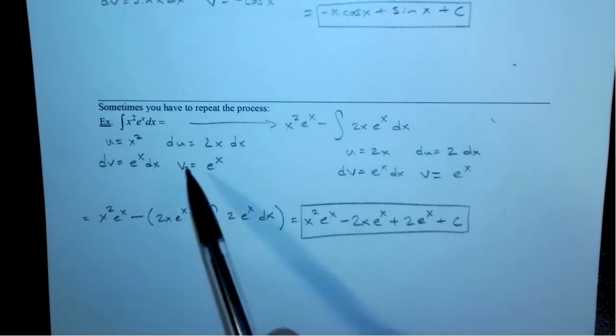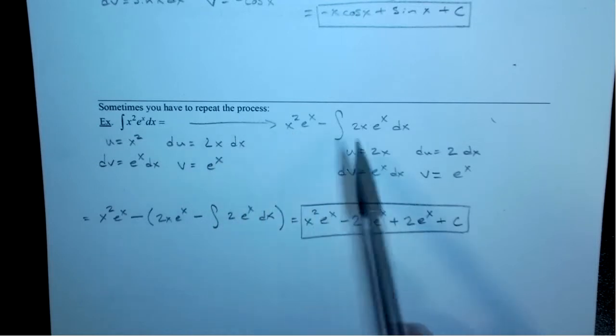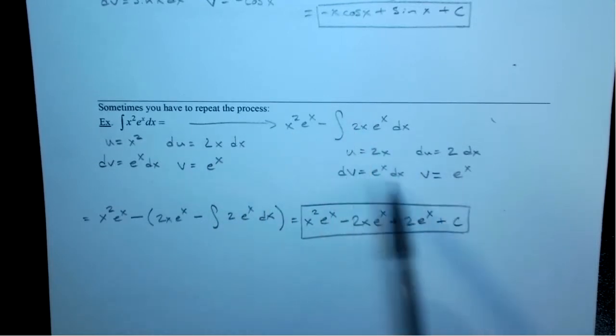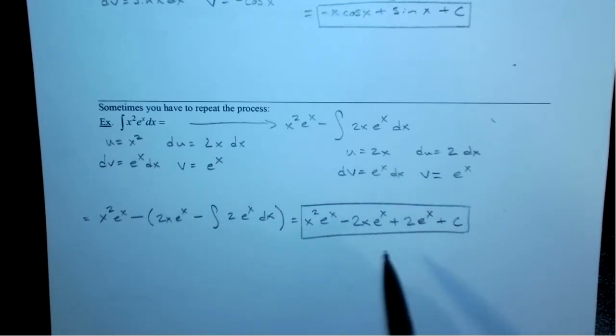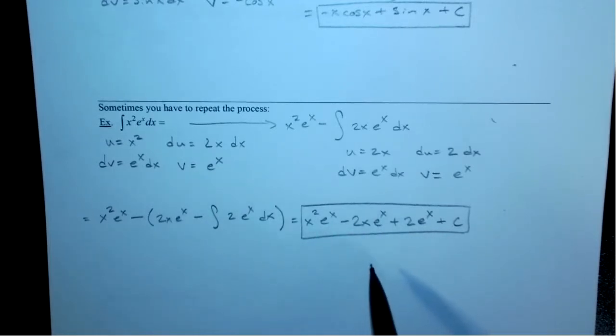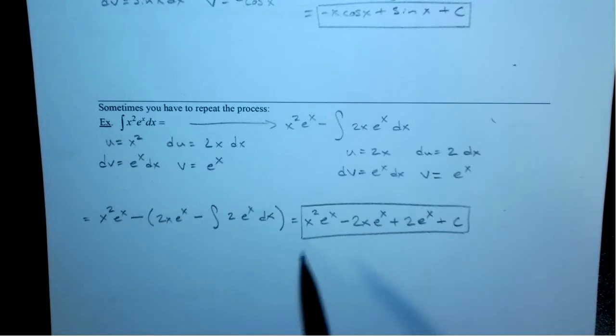So see, we had to do it once for this piece, but then because we still didn't know what that was, we had to do it one more time. And then it gave us a nice answer. Well, nice enough. If you wanted to, you could factor out the e to the x's. I think your calculator would do that if you plugged it into the calculator. It's not necessary though.